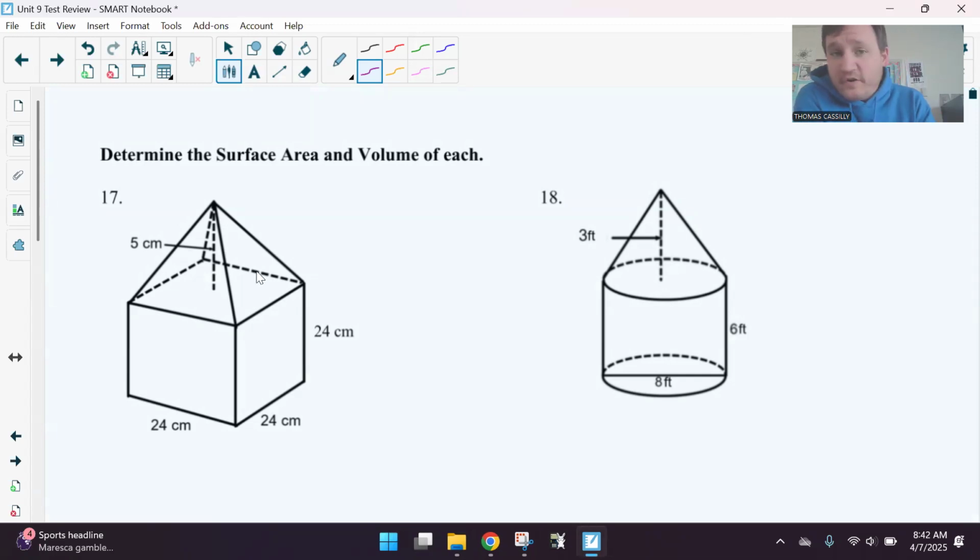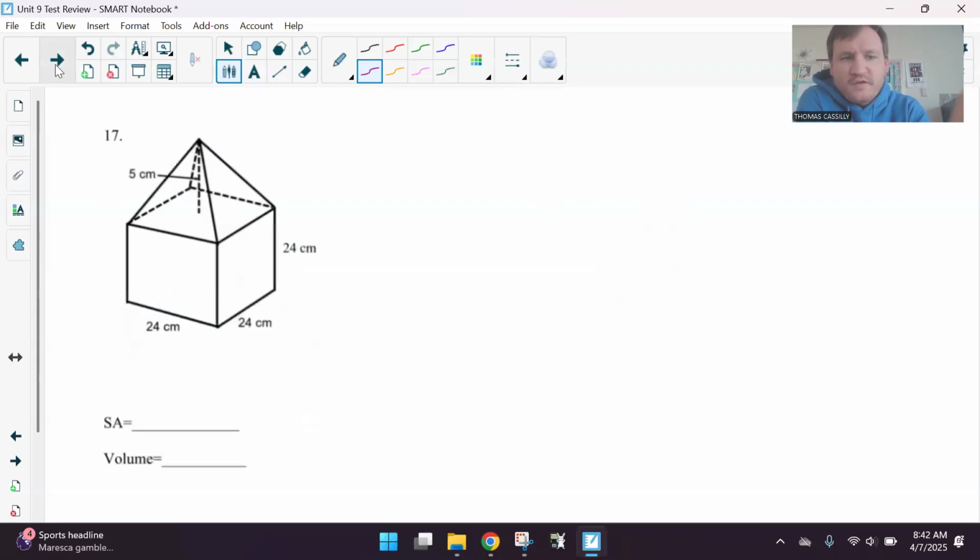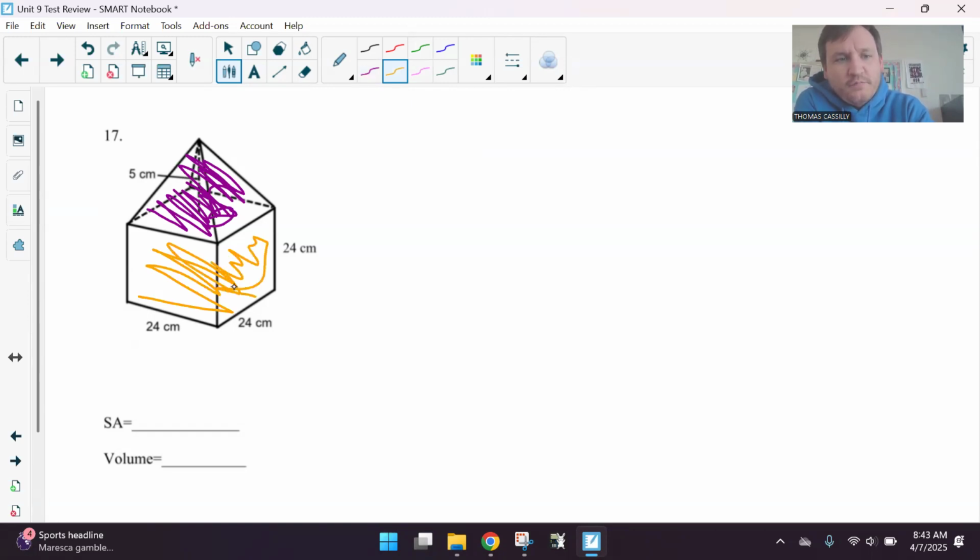We're looking for the surface area and volume of these shapes. These two shapes are what we call compound shapes. It's just two three-dimensional shapes stuck together. The first thing they're asking for is the surface area. Remember, the surface area is just all of the surfaces added together. So we need to find the surface area of that pyramid, and the surface area of this prism, and add them together.